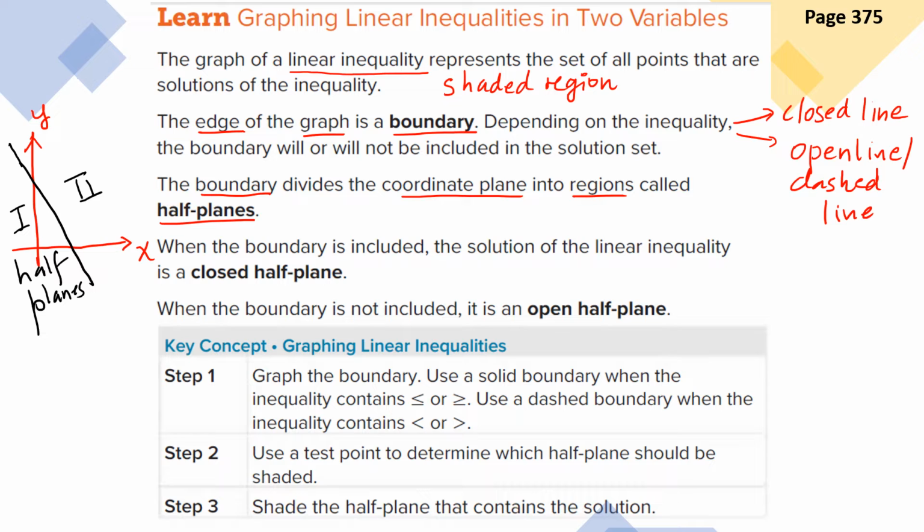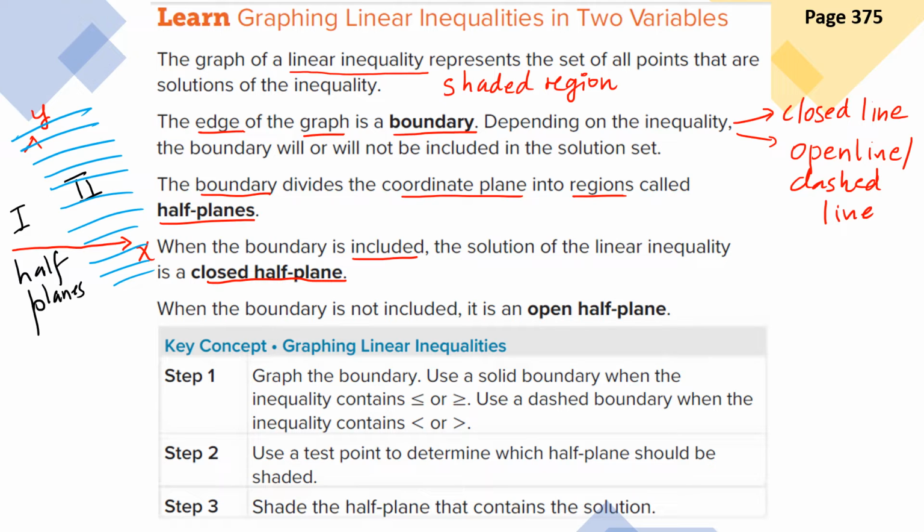Now, when the boundary is included, the graph is a closed half plane. For example, if I use a different color here to show you this region number 2, this is a closed half plane because this line is closed. If this line had been broken like a dashed line, like this, if I draw it one more time, then it would have been an open half plane. This is a dashed line where the boundary is not included, therefore it is an open half plane. I hope the difference is clear to you.